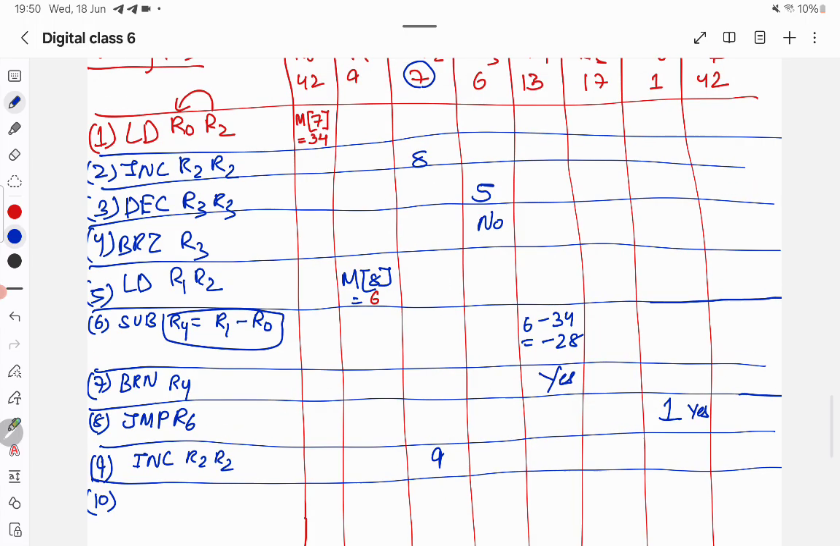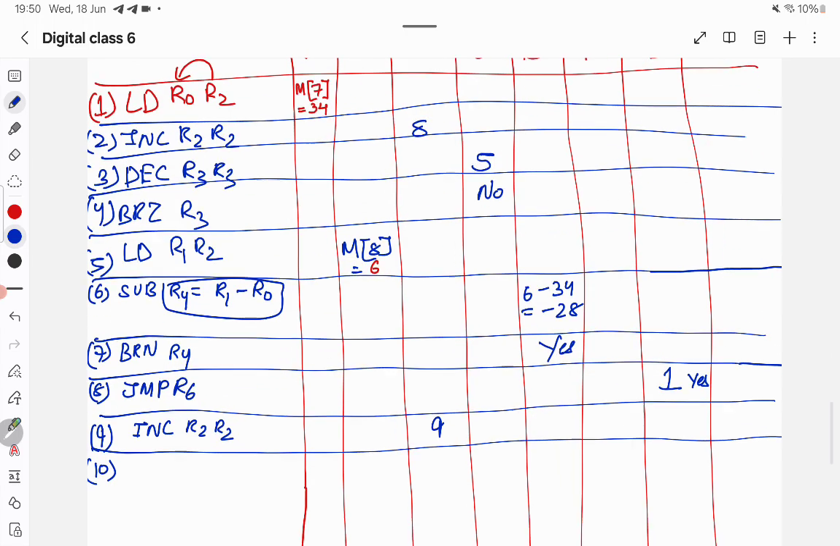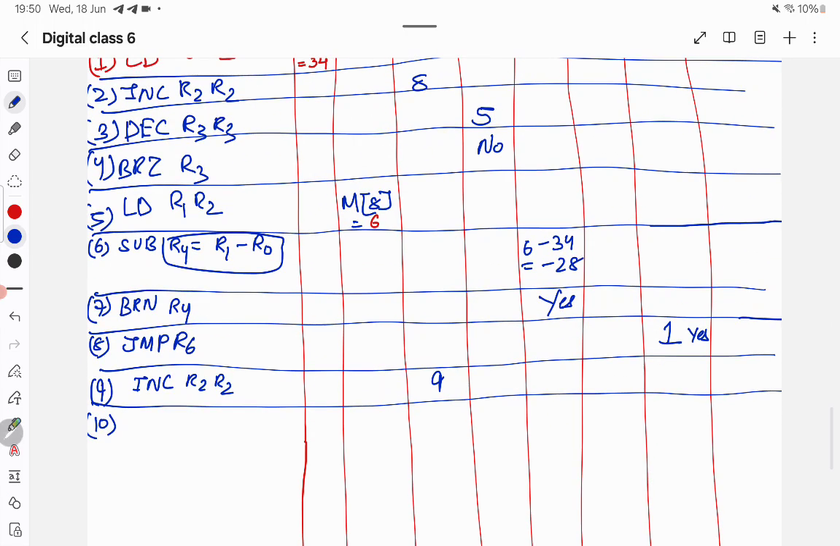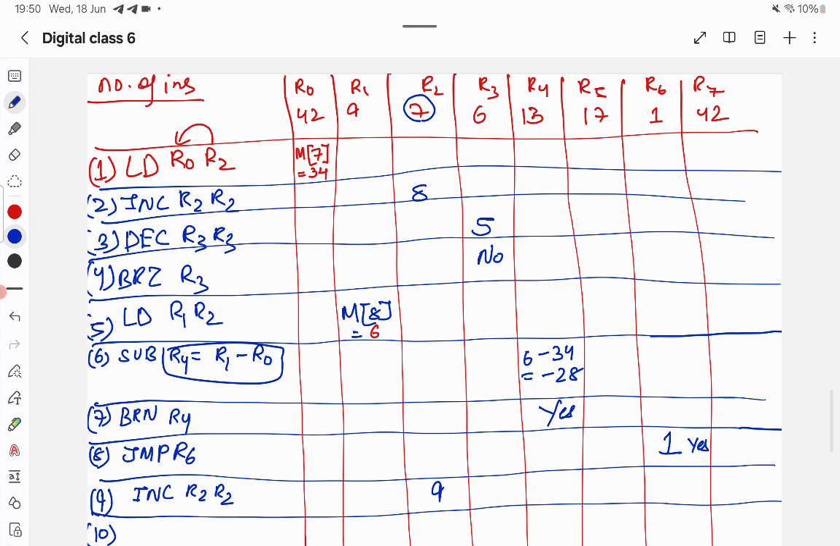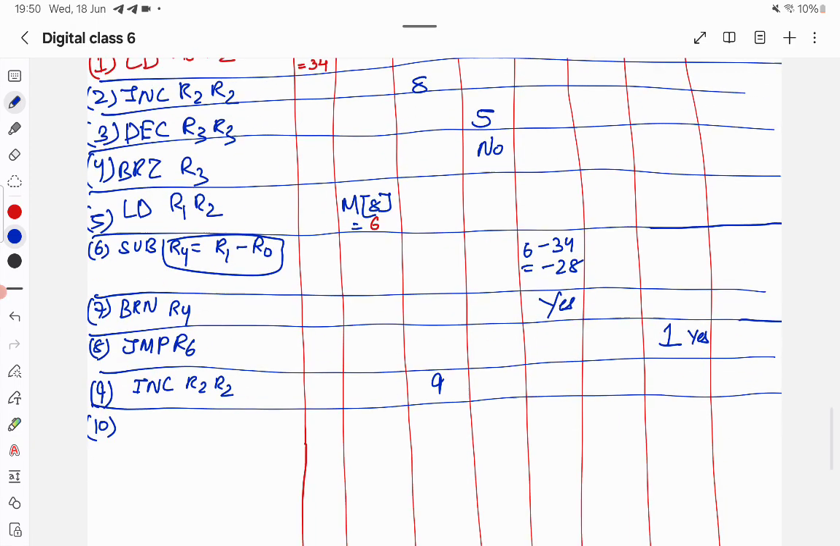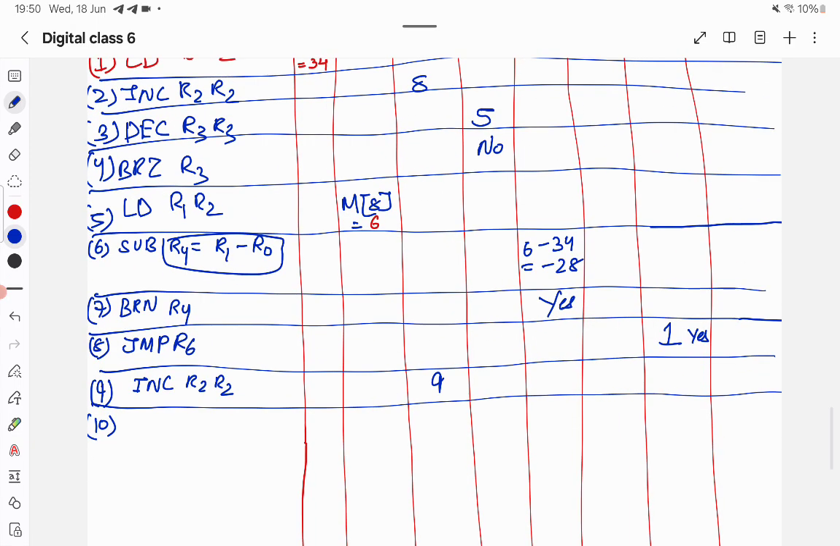What is the value of R6? It's 1. So obviously this is yes. I wrote a yes, that means we are going back. So you will go to instruction number 1. Now you will not start from 0, you will start from this.